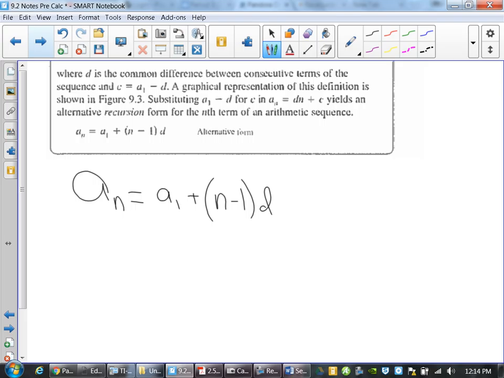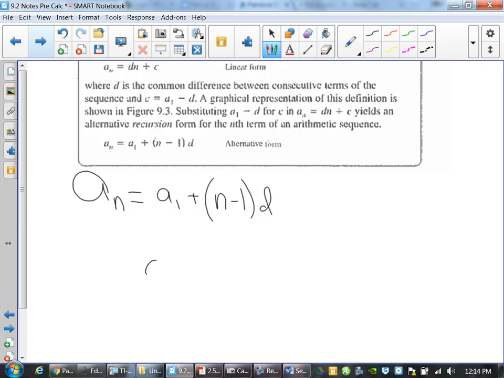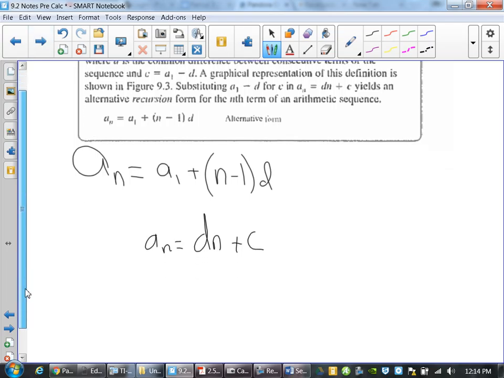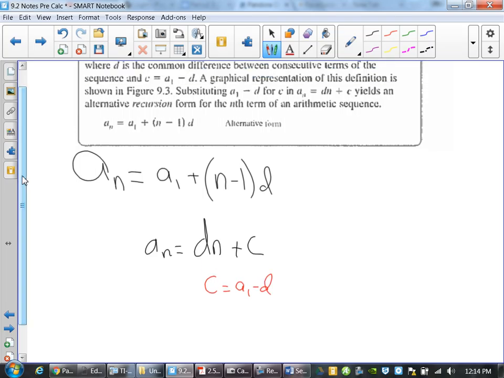Another way we can write these out is what they call linear form. This is a little bit new. A sub n is going to be your difference times n plus c. That value of c is found by taking your first term and subtract the difference. Okay. And I'll show you how we can write it out both forms with a very simple sequence here in a second.